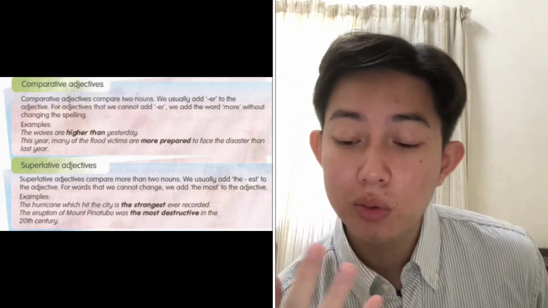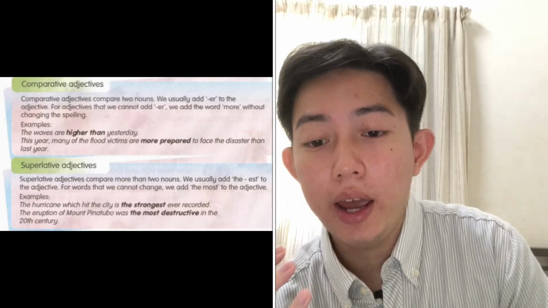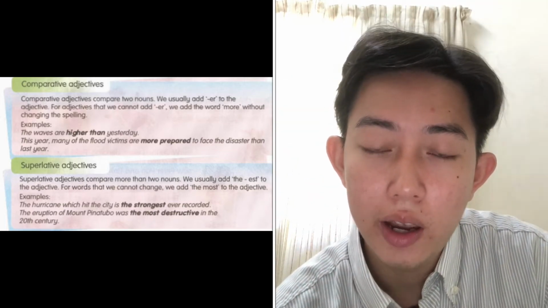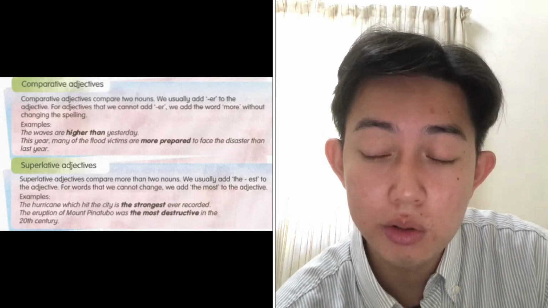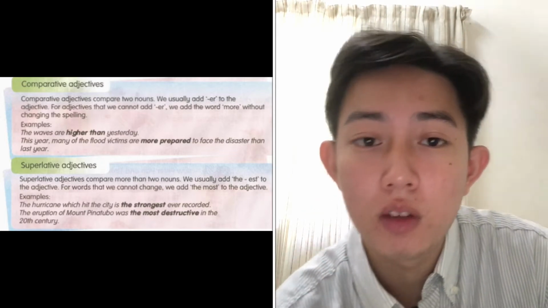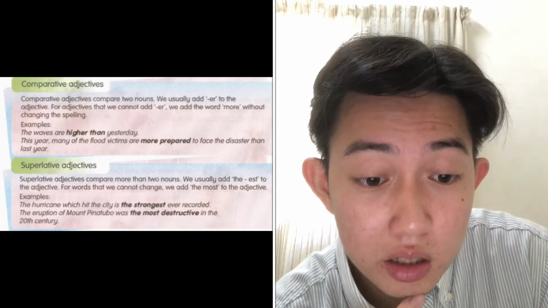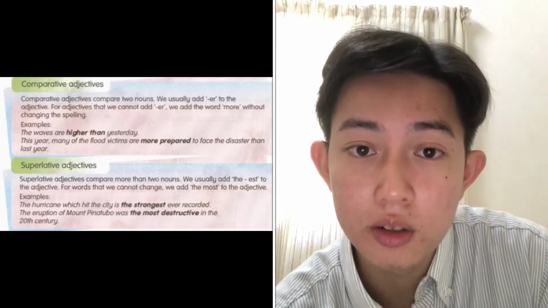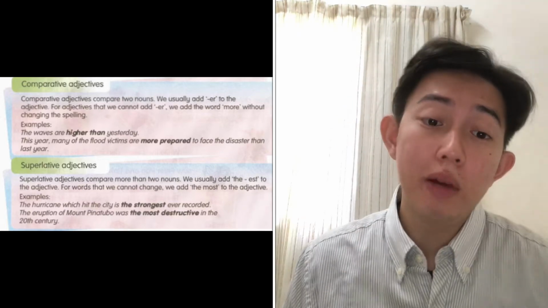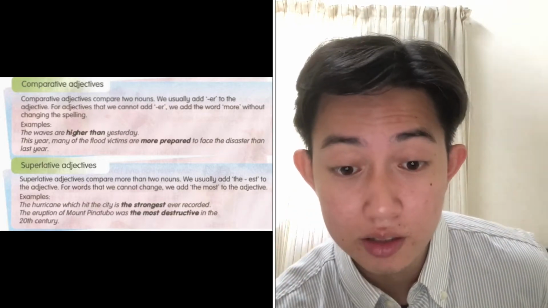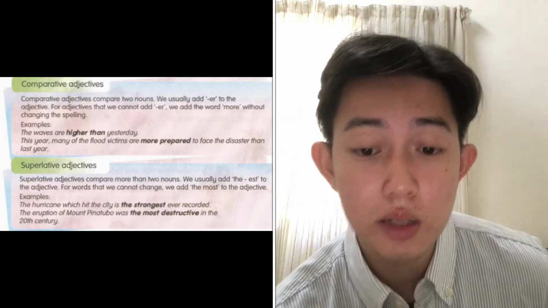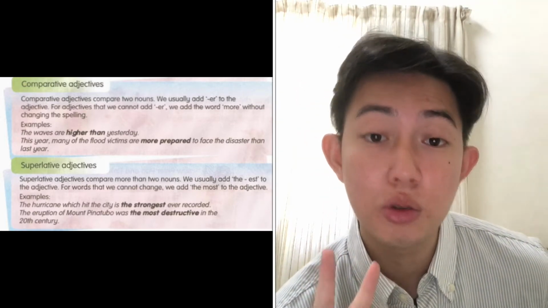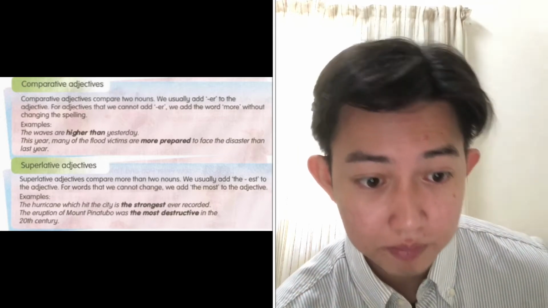So when it comes to cases like this, we add est to the adjective. And for words that we cannot change, we use the word most. For example, look at the screen. The hurricane which hit the city is the strongest ever recorded. It means in the past many hurricanes have hit the city. However, this is the strongest among all the other hurricanes. So we are comparing more than two hurricanes. Next one.